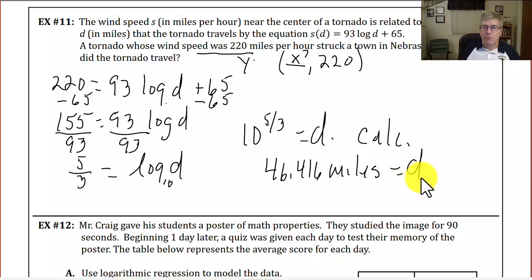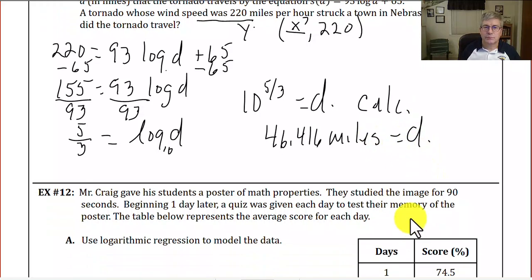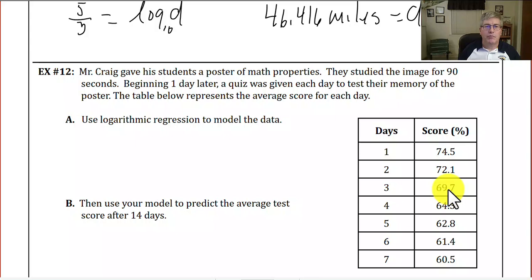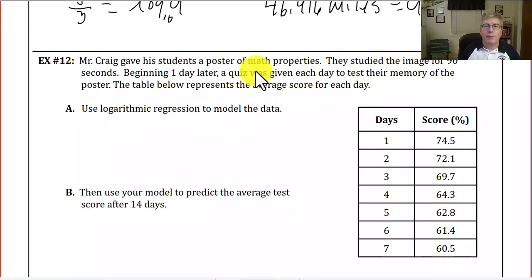equals d. In example 12, Mr. Craig gave his students a poster of math properties. They studied the image for 90 seconds. Beginning 1 day later, a quiz was given each day to test their memory of the poster. The table below represents the average score for each day. So I'm going to create two lists. I've used list 1 and list 2, so I'm going to use list 3 and list 4 in my calculator. Input my days and my score into my graphing calculator.